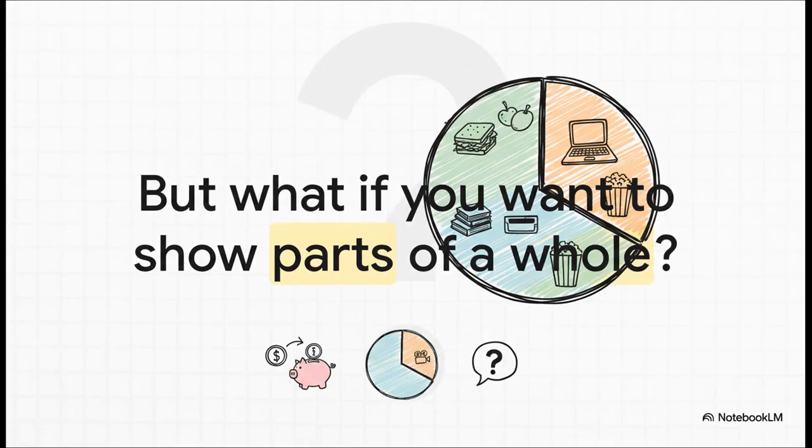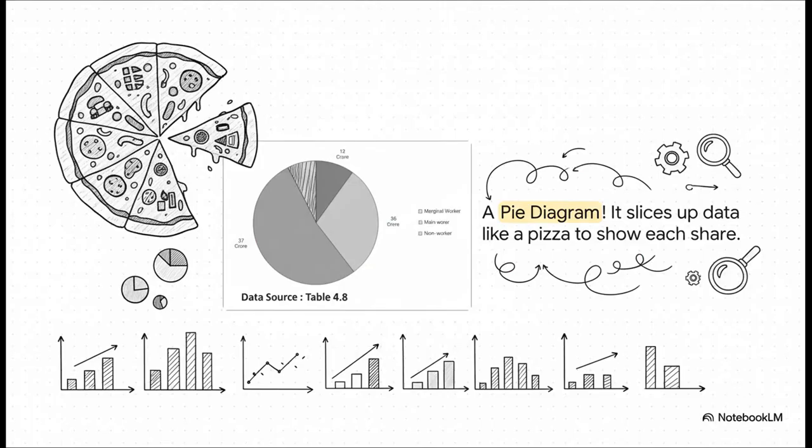Bar diagrams are for comparing things, but what if you want to show how your pocket money gets split up? You know, some for food, some for movies, some for books. How would you show the parts of your total pocket money? Yes, the answer is a pie diagram. I like to call it the pizza chart because that's exactly what it is. It's a circle, a whole pizza, and each slice shows one part of the total.